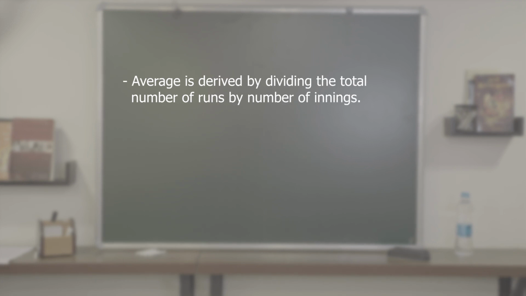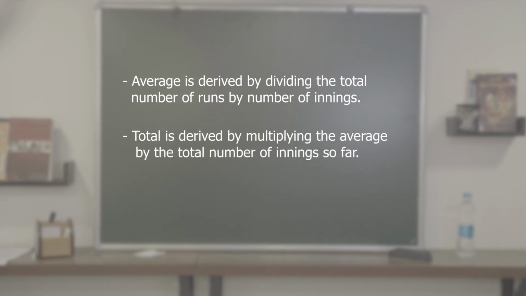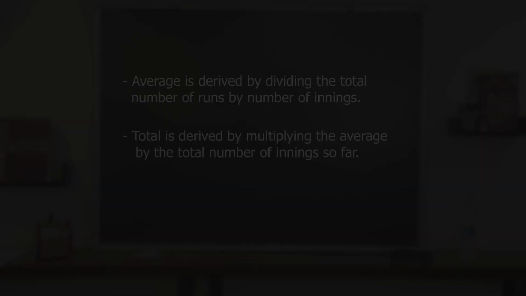Please go back to concept 2 and recall that the average is derived by dividing the total by the number of innings, and therefore the total is also arrived at by multiplying the average into the number of innings.